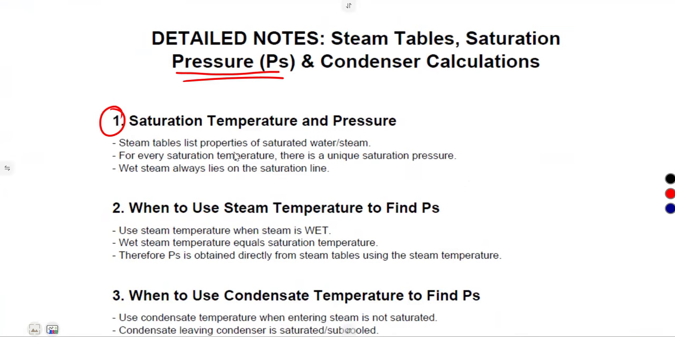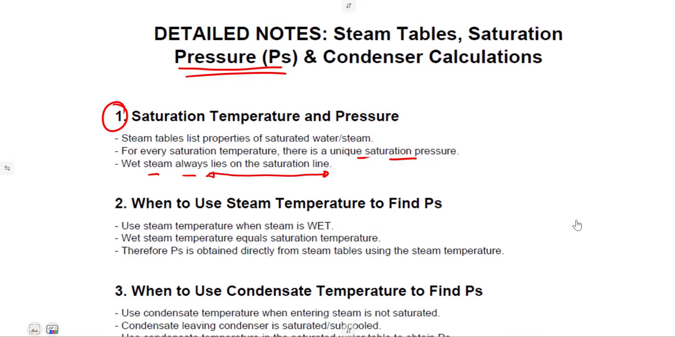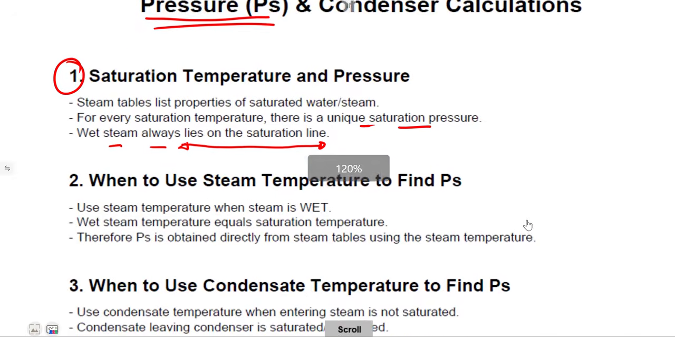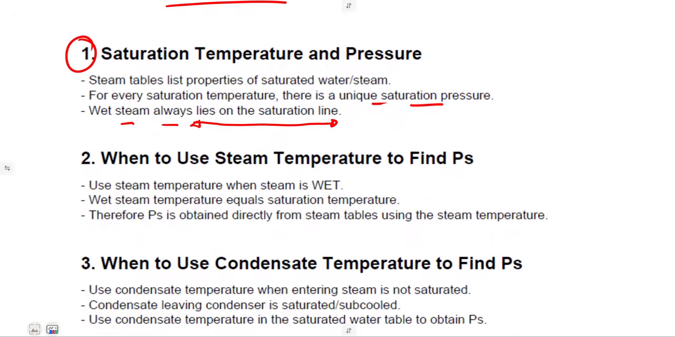Saturation temperature and pressure, steam tables, list properties of saturated water and steam. For every saturation temperature, there is a unique saturation pressure. Wet steam always lies on the what? On the saturation line. As long as wet steam is on the saturation line, that is why we use its values for other calculations. It's because it's on the saturation line.